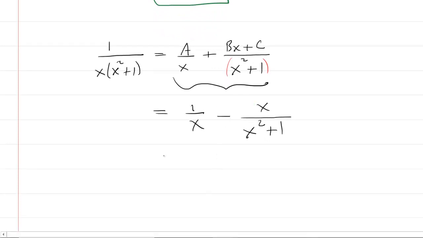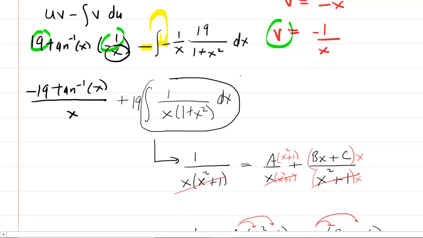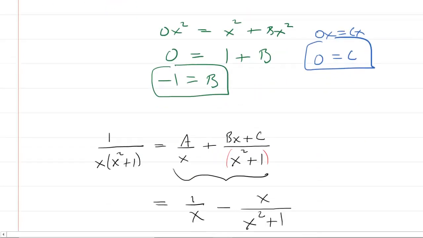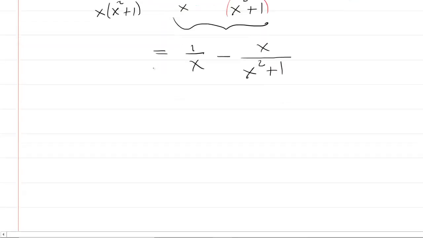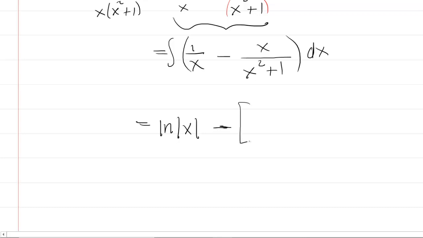And now we have to integrate. Let's not forget that when we were doing our integration by parts, we had to integrate that expression that we had circled. And so now that we have decomposed it using the partial fractions method, we can actually integrate it. So we're going to go ahead and take this expression and we're going to integrate it with respect to x. Now, the first integral is relatively easy. That's just going to be the natural log of the absolute value of x. And then we're going to subtract the integral of x over x squared plus 1.